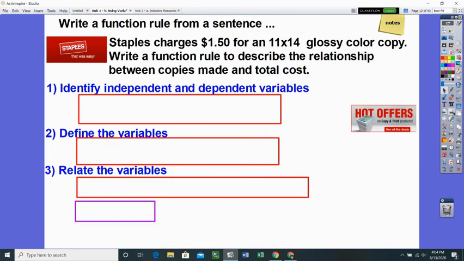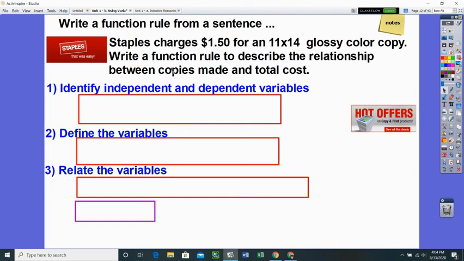So imagine that Staples charged $1.50 for an 11 by 14 glossy color copy. And we want to write a function rule to describe the relationship between the number of copies made and the total cost. We want to come up with an equation, a rule to show that. The first thing we need to do is figure out, first of all, in the problem, who's going to be kind of our X and our Y, who's going to be our input, who's going to be our output.